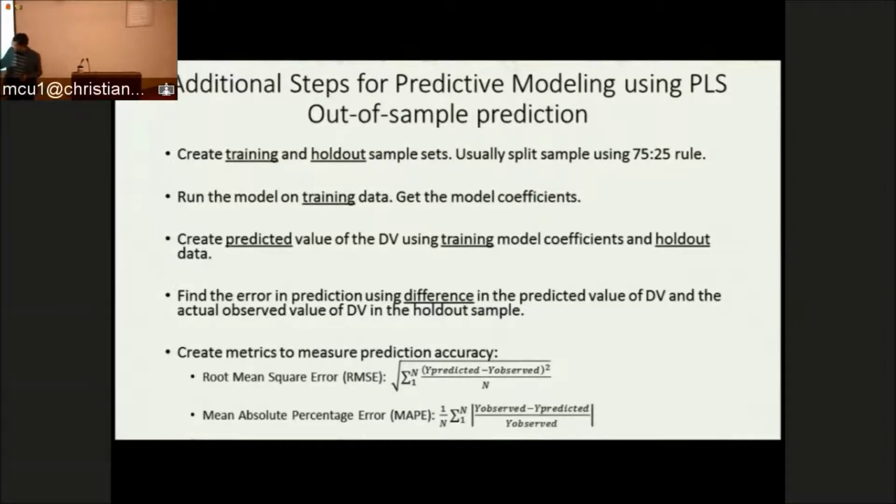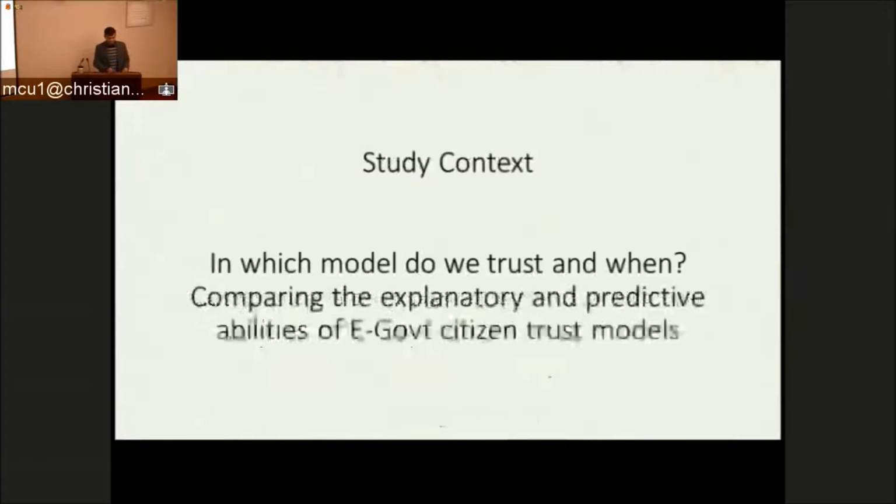It's a very similar metric also. Observed minus predicted divided by observed, and you just take the modulus of those. So these are typically used in out-of-sample prediction. You might see these metrics being used in forecasting also. So if you're into the forecasting literature, you might see these values, metrics.